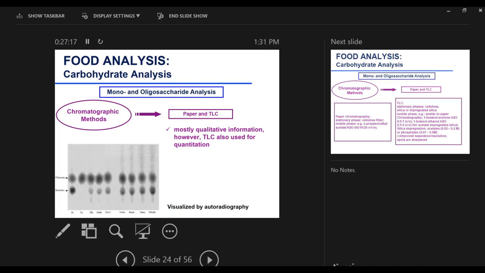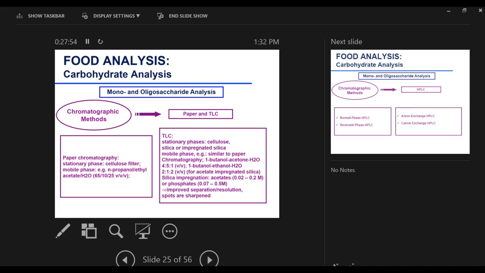Okay. So paper and thin layer chromatography are used, but not very much. They're mostly qualitative. You can do quantitation, but it's tedious. You either have to run a standard on the same paper or thin layer chromatography plate and then measure the intensity of the spots based on the standards you run, or scrape off that spot and analyze it again, which is tedious, so it's not very much used.